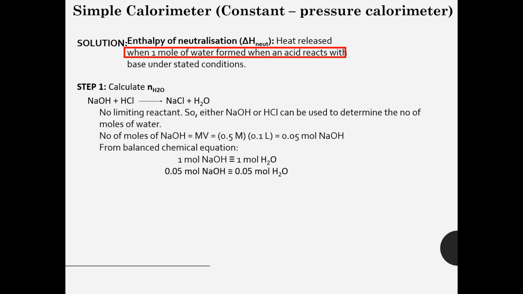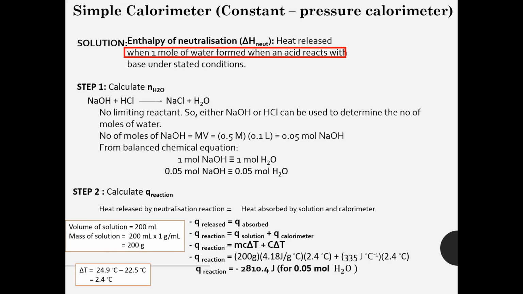The second step is calculating the Q reaction. Remember, this is case number 1, whereby the heat released from the neutralization reaction is absorbed first by the solution and the calorimeter, because the heat capacity of the calorimeter is given. So the equation for the Q reaction would therefore be negative Q reaction equals MC delta T plus C delta T.